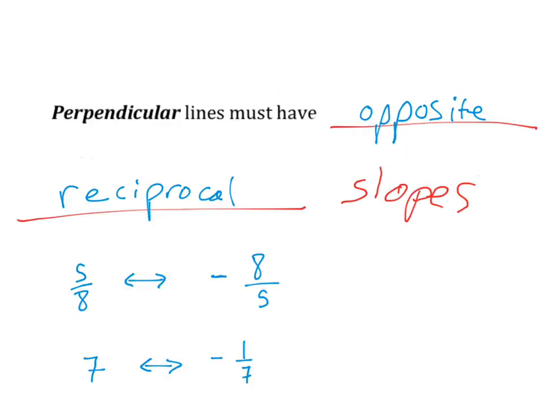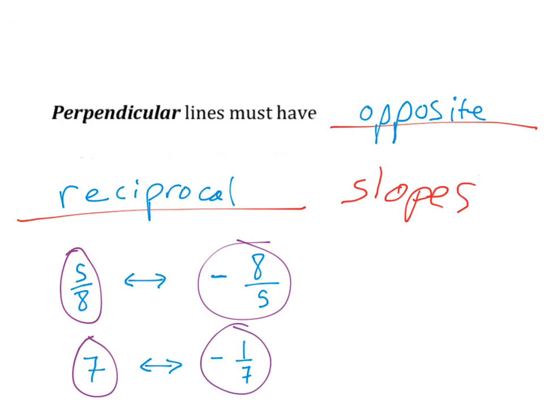Well, another important thing about parallel and perpendicular lines is that perpendicular lines have opposite reciprocal slopes. So a line with a slope of 5/8 and a line with a slope of -8/5 are going to be perpendicular to each other, just like a line with a slope of 7 and a line with a slope of -1/7. And that's something we definitely need to remember as we continue on and write our equations for these things.